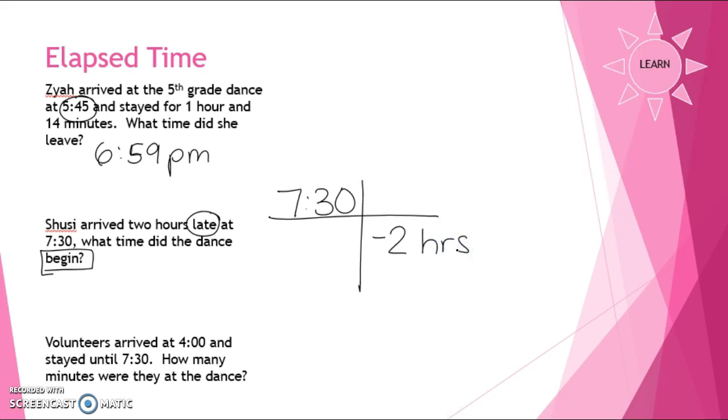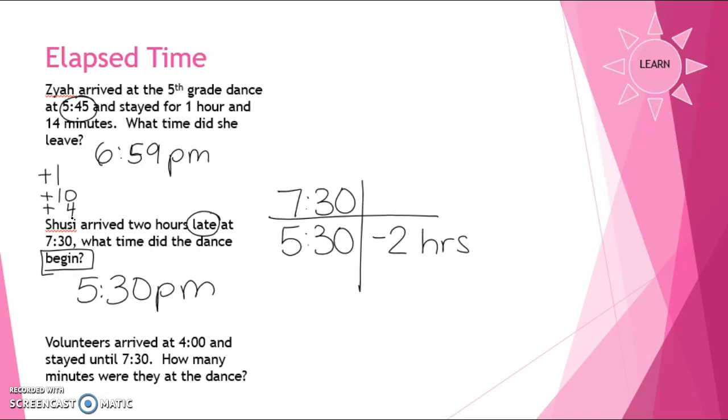And what is 7:30 minus 2 hours? It is 5:30. So the dance began at 5:30 p.m. Notice here we were adding 1 hour, and then we added 10 minutes, and then we added 4 minutes. But this time we had to subtract because we want to know what time the dance began.